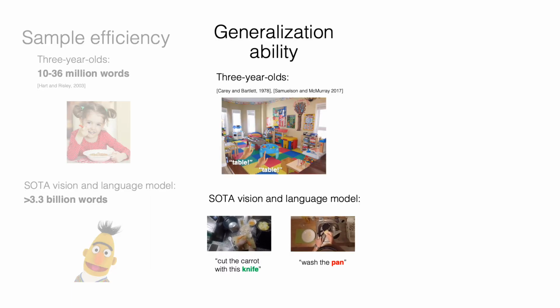Another challenge is the generalization ability. Children can identify objects through a variety of changes like color, orientation, and so on, and even at 16 months, they are able to point to the 2 tables in this scene and realize that they are actually the same object. However, state-of-the-art visual language models have a hard time generalizing to new scenarios. In this example, the system knows what a knife is and knows what washing means, but because it's never seen anyone washing a knife, it cannot predict that the object being washed is a knife, so it predicts wash pen.